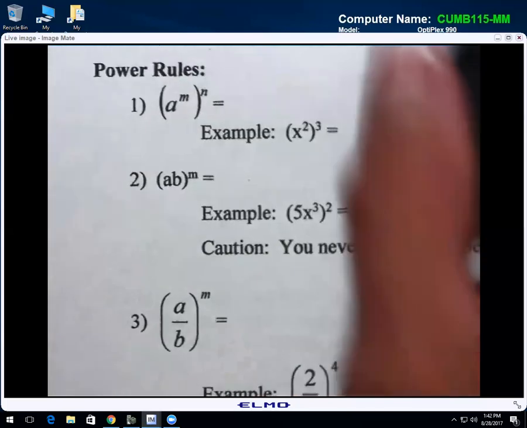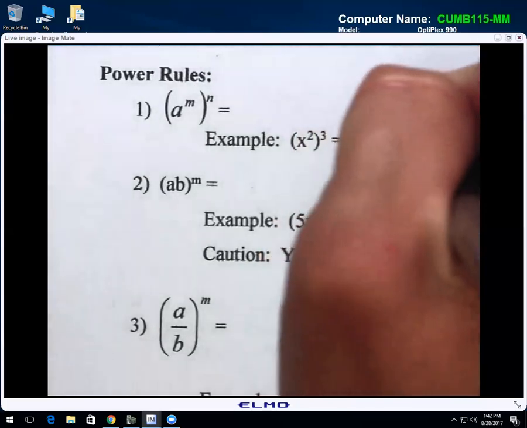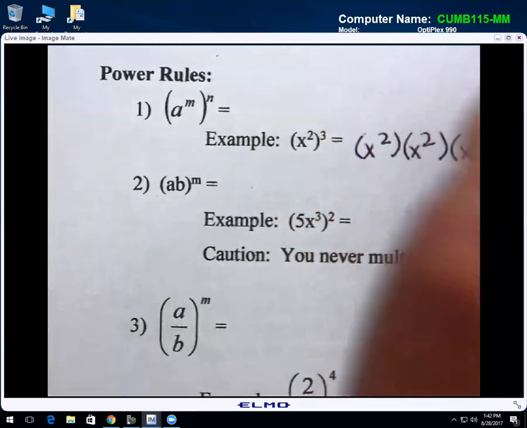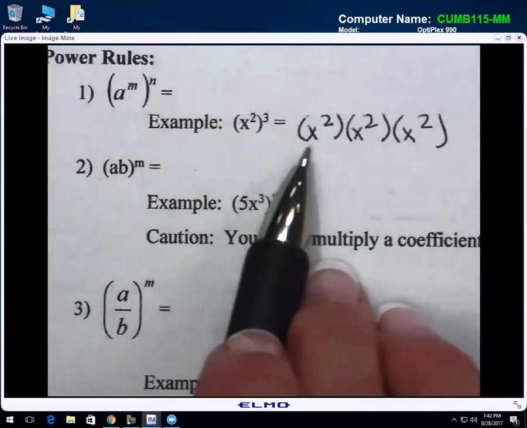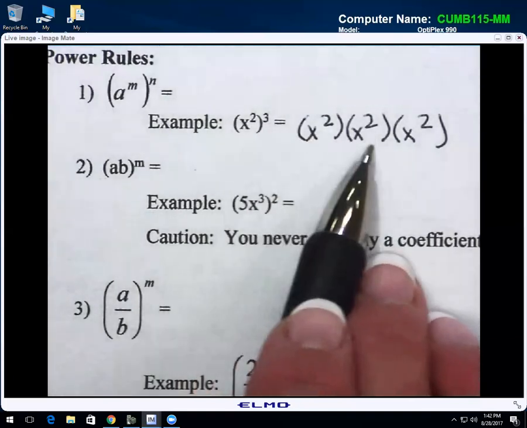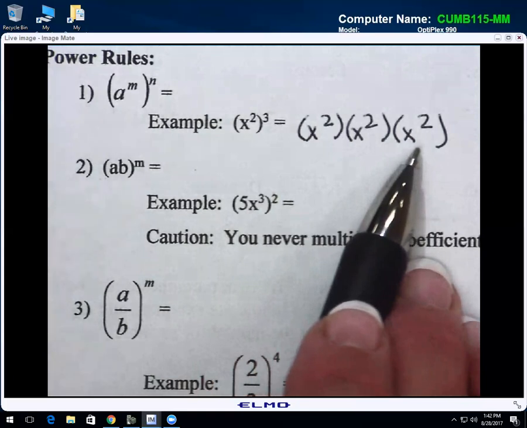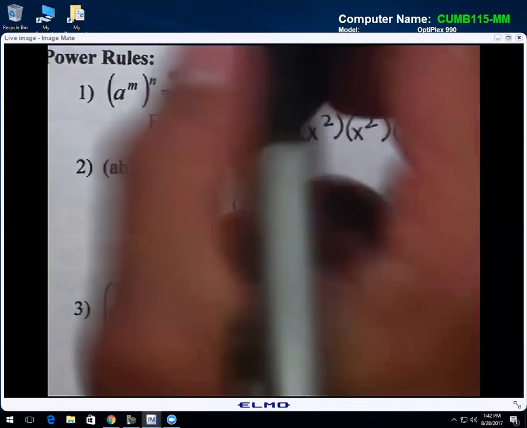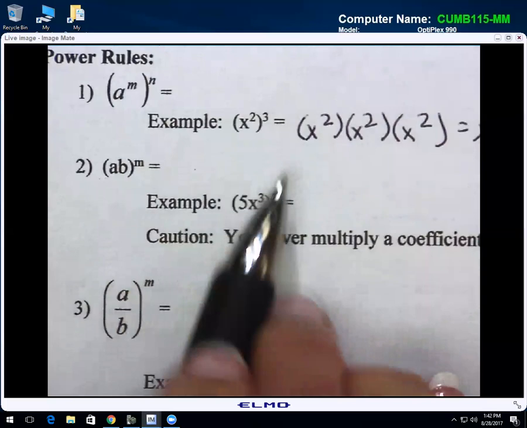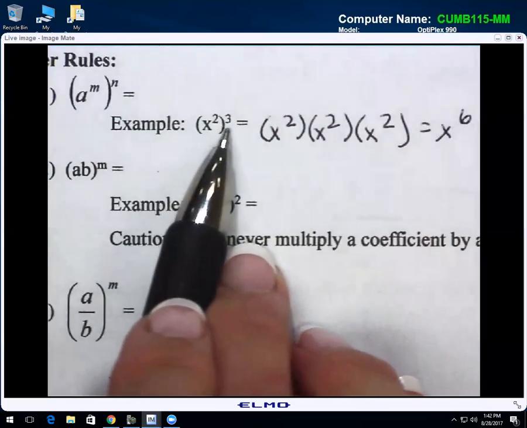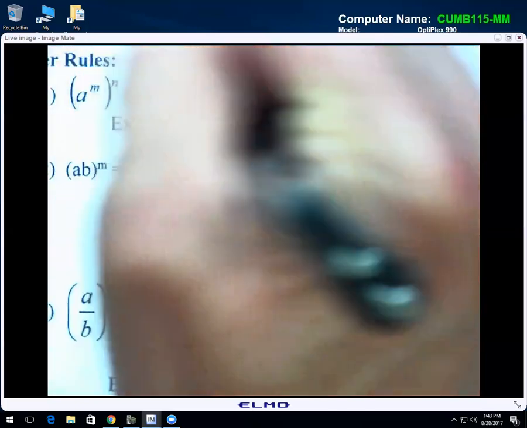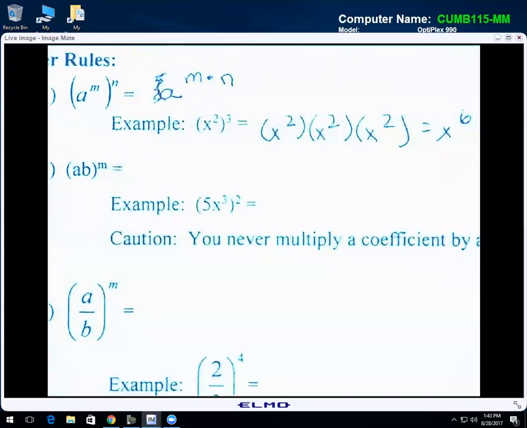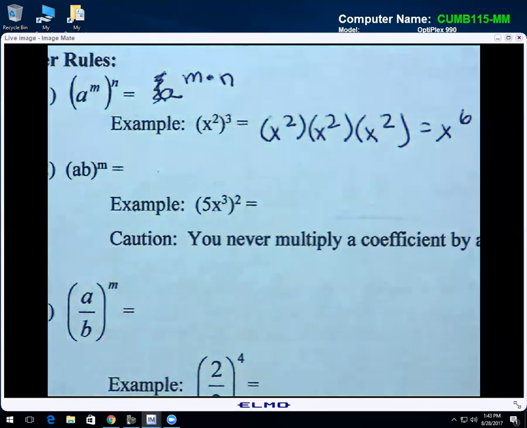But if I think about what that means, cubing something means multiplying it times itself 3 times. So that's x squared times x squared times x squared. Or if I needed to break it down even further, I could say x times x times x times x times x times x. How many x's would that be? 6. So that's what I would get if I had done what to these original exponents? Multiply them, and that's why the power rule says when you have one power raised to another power, you multiply the exponents. A to the m times n.